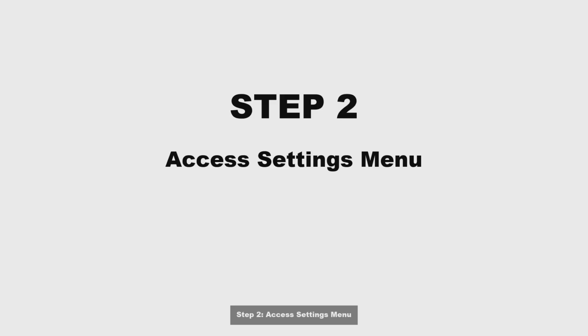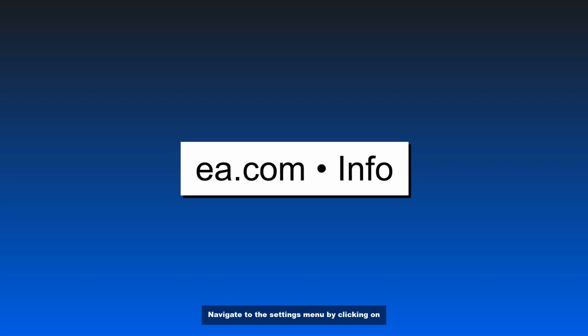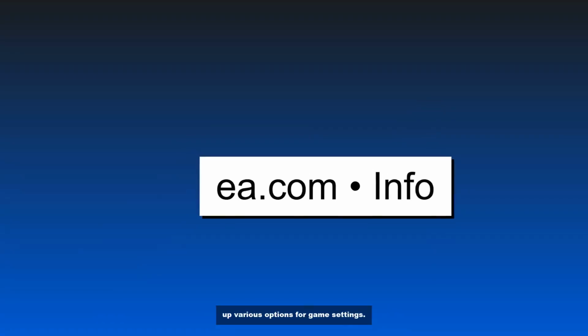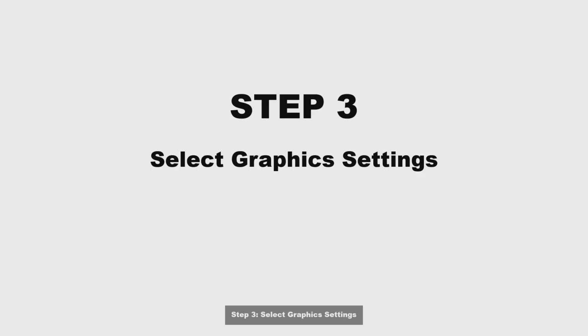Step 2. Access Settings menu. Navigate to the Settings menu by clicking on the gear icon usually located in the lower right corner of the main menu. This will open up various options for game settings. Step 3. Select Graphics Settings. In the Settings menu, find and select the Graphics tab. This section contains all the options related to visual performance and quality.